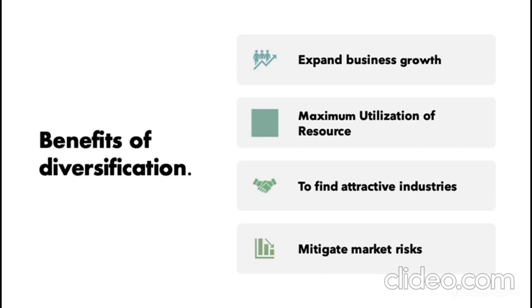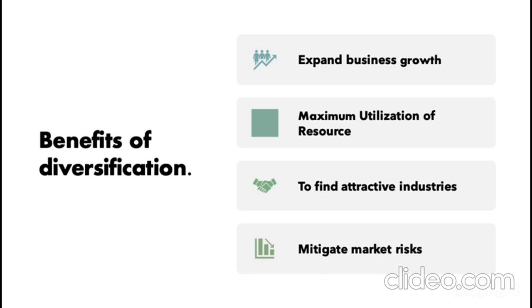Maximum utilization of resources. Related to the equipment and material that remain unused and will be available to develop a new business. To find attractive industries refers to the intention to reach new businesses and customers, as it helps the company increase the chances of mergers and acquisitions.